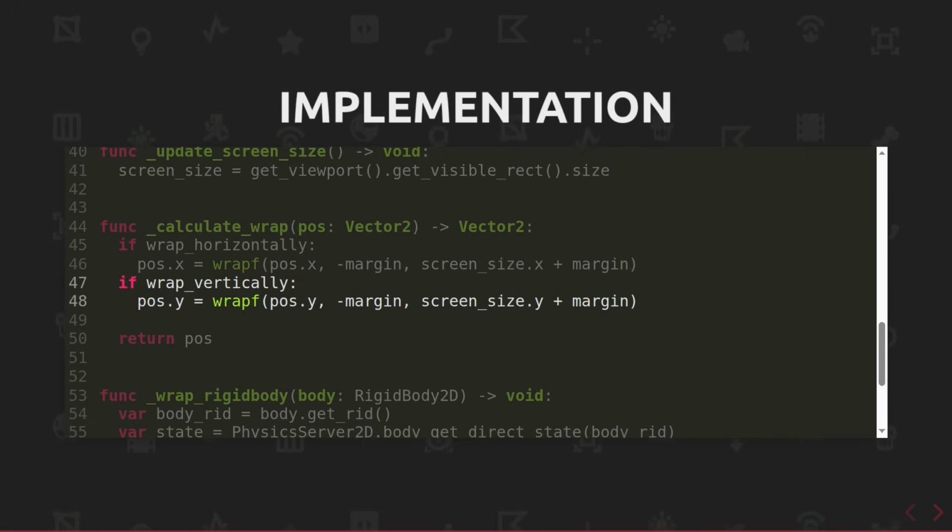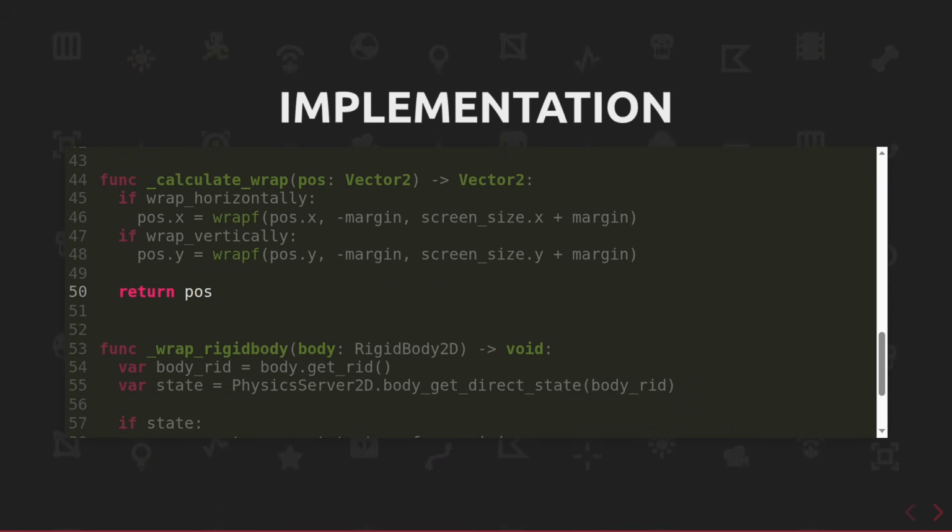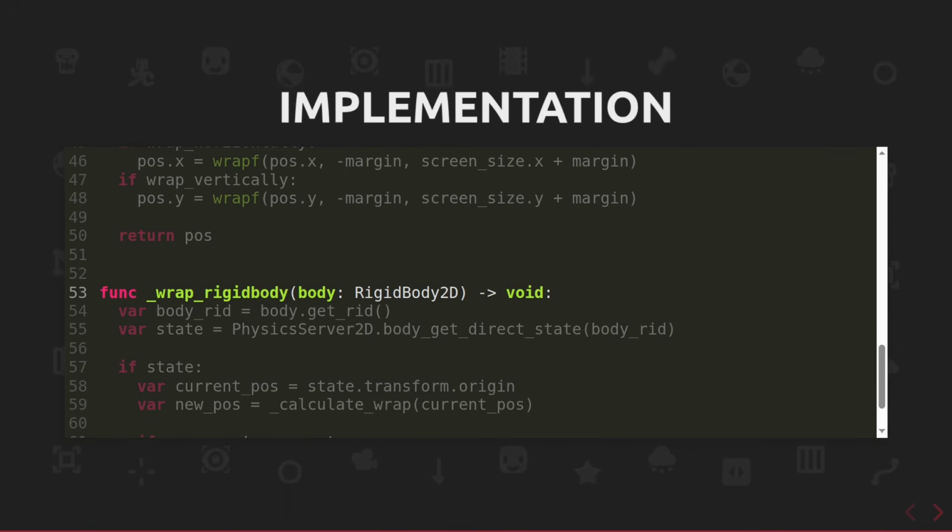And finally, after the possible overrides of both the x and the y coordinates, we return that new modified position from the method. This method will be called directly for all non-rigid body 2D nodes, and it can handle wrapping just fine. The very final thing we need to do is the wrap rigid body method, which specifically handles rigid body 2D targets. The thing is, rigid body 2Ds can only be safely modified in terms of position before forces are applied to them by the physics engine.